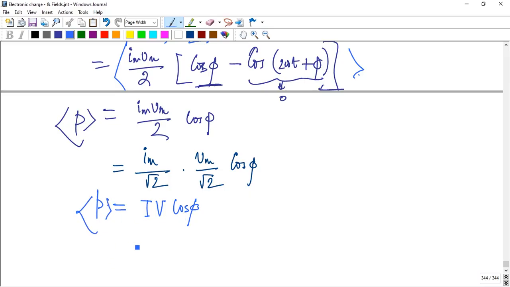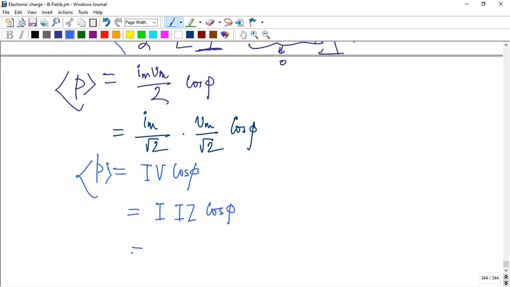and that is equal to V times I, and V equals IR. Here, in an LCR circuit, there is an impedance Z, so that's why R is replaced by Z cos phi, and the final expression we get is I square Z cos phi.